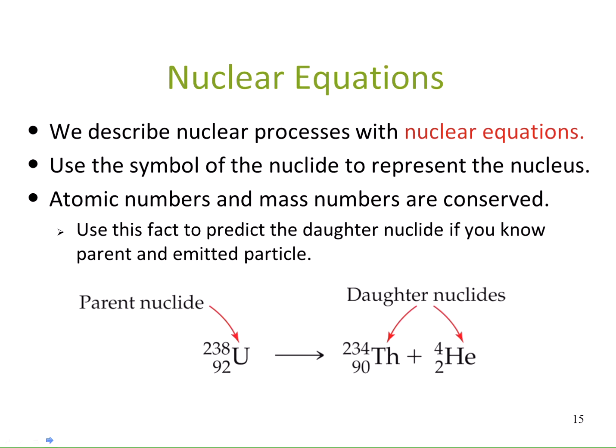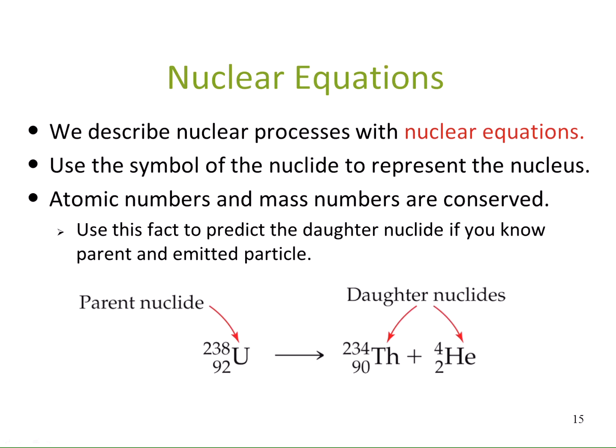So here we have an example of a nuclear equation that shows us how we can have a transmutation process happening. We describe nuclear processes with nuclear equations, and we use the symbol of the nuclide to represent the nucleus. And when you write nuclear equations, the atomic numbers and the mass numbers are conserved. So we use this fact to predict the daughter nuclide if you know the parent and the emitted particle.